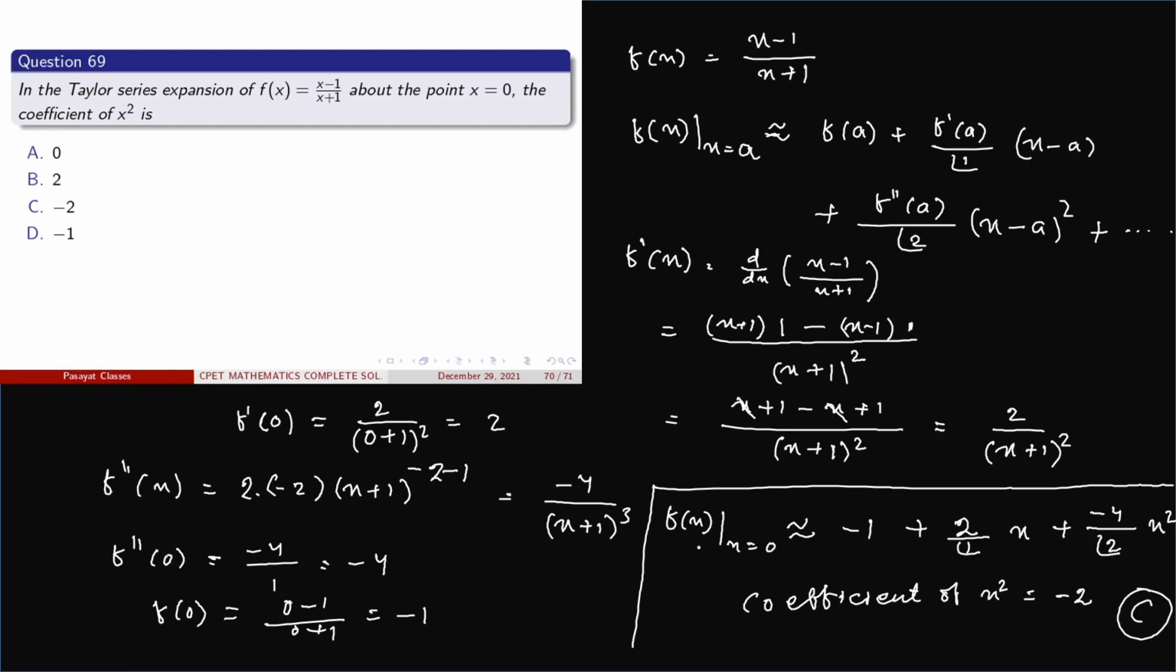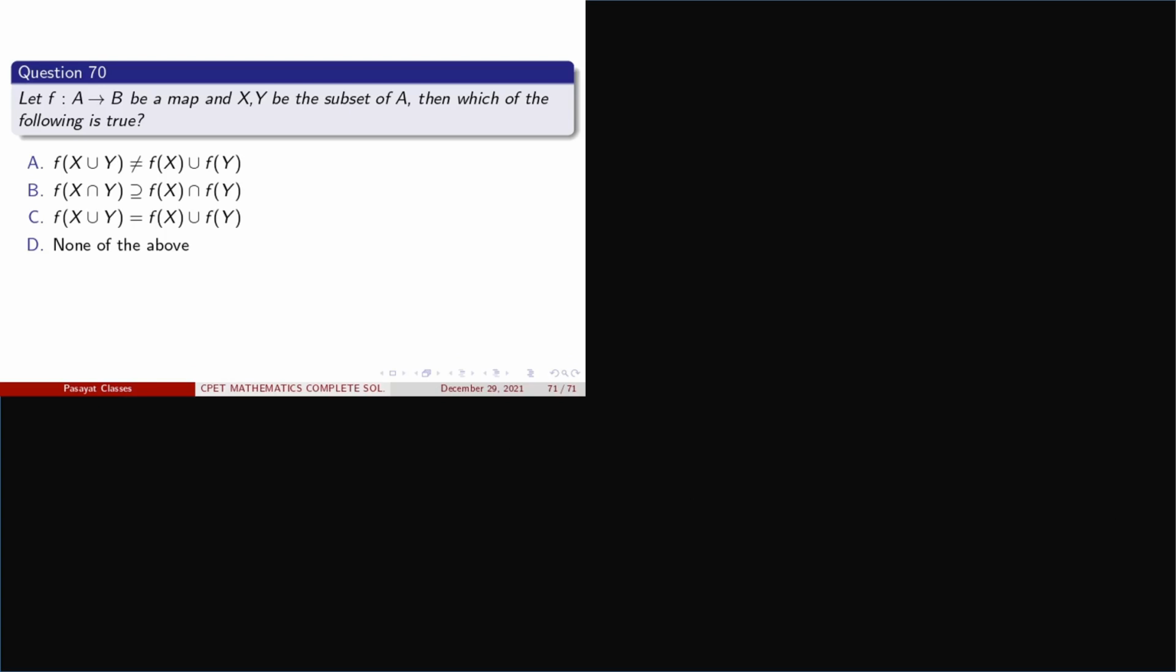Clear? Now come to another question. Here a function or a mapping f from A to B is given, and x and y are subsets of A. Let this set be A and this set be B. The mapping f is given, and x and y are subsets of A. That means here is x and here is y. Whether these two sets are distinct or not, nothing is given, but these are the subsets. Then which of the following is true?